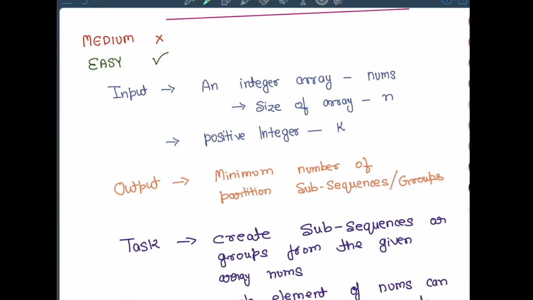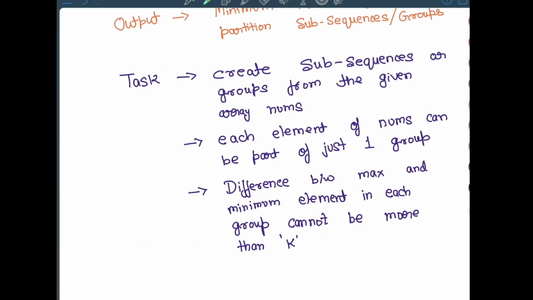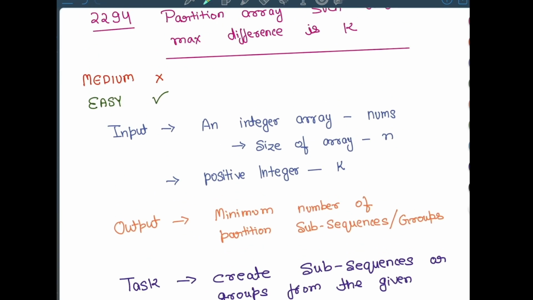Now the output we need to give in this problem is the minimum number of partitions, subsequences or groups we can create from the given array nums. We are going to understand how to create the partition using the task. Let us try to understand what the task is, based on which we need to create the partition. So we need to create subsequences or groups from the given array nums.